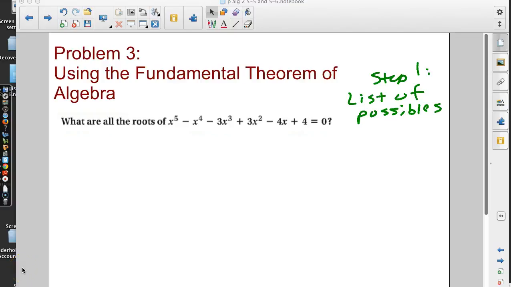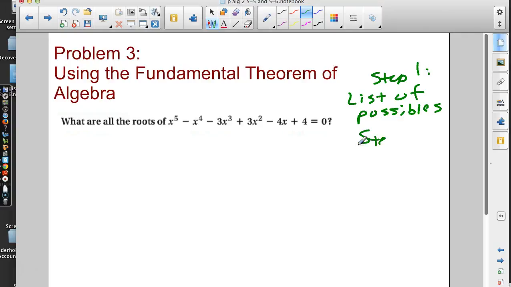I'm going to say, you know what? I don't know what the zeros are. Looking at this monster, this thing is huge. So step one is going to be, let's make a list of possibles. Once we have that list of possibles, step two is to graph it with your graphing calculator.